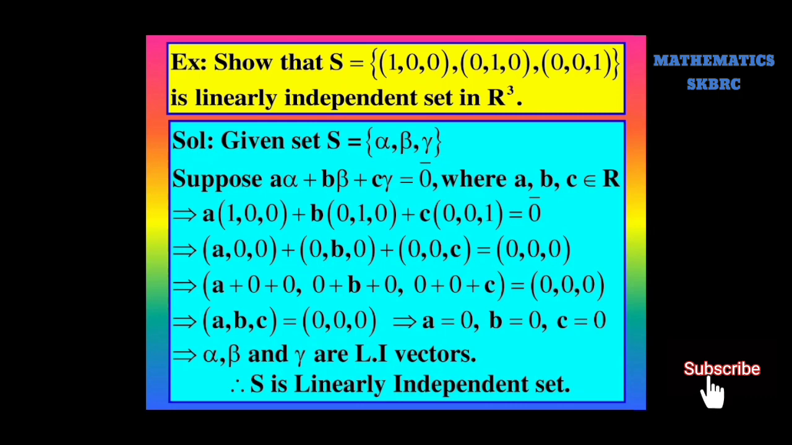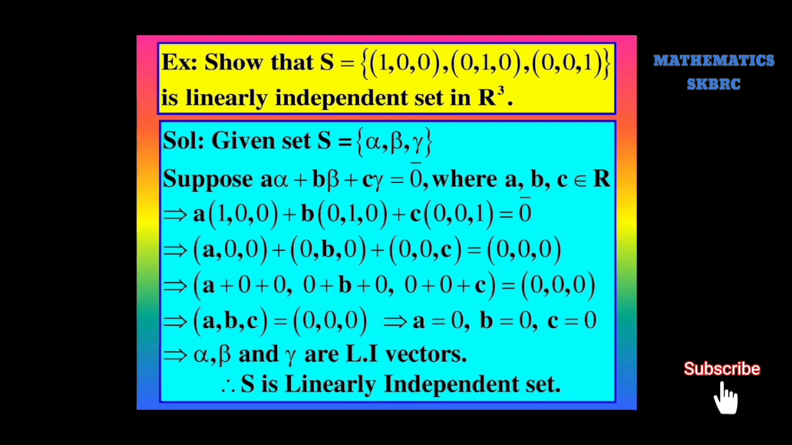That gives (A plus 0 plus 0, 0 plus B plus 0, 0 plus 0 plus C) equal to (0, 0, 0). That gives (A, B, C) equal to (0, 0, 0), gives A equal to 0, B equal to 0, C equal to 0. Here alpha, beta, gamma are LI vectors since all scalars A equal to 0, B equal to 0 and C equal to 0. Therefore, the vectors are LI vectors, hence the set S is an LI set.